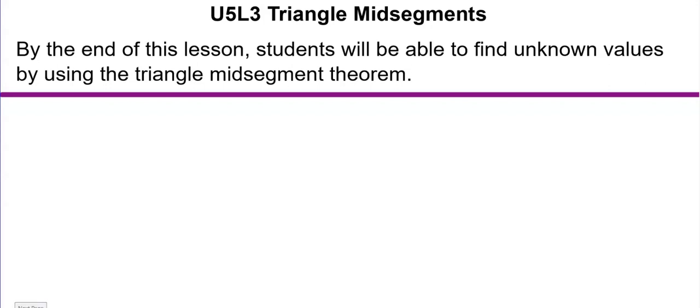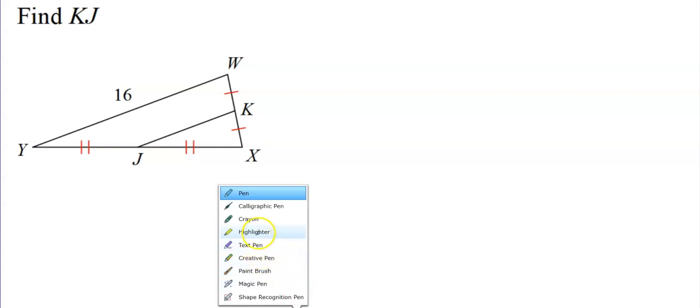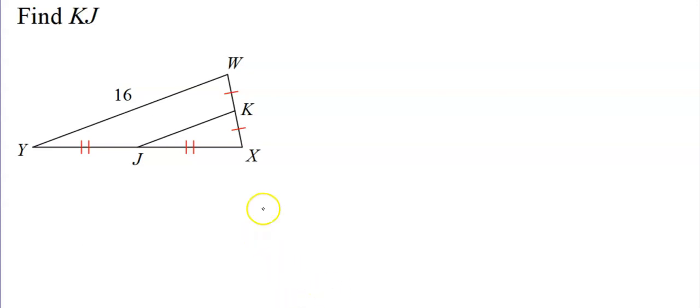Let's go on to the lesson and solving for some unknowns using our midsegments. Let's find the length of KJ. Let me get out my highlighters. KJ is what they want me to find, this segment right there.